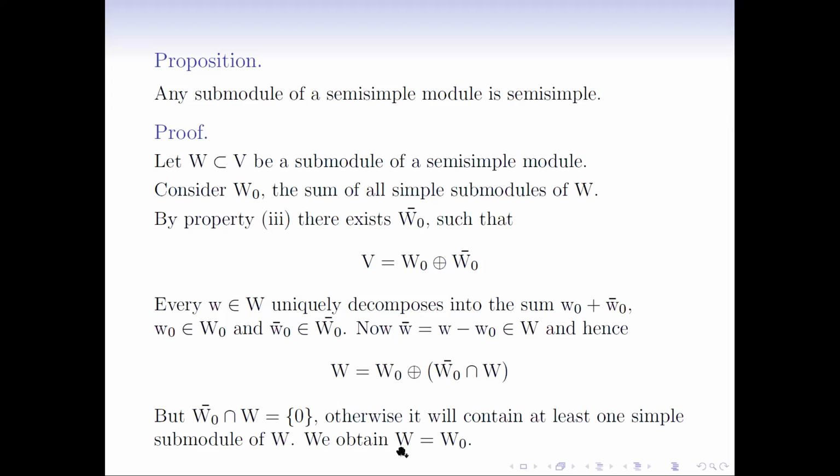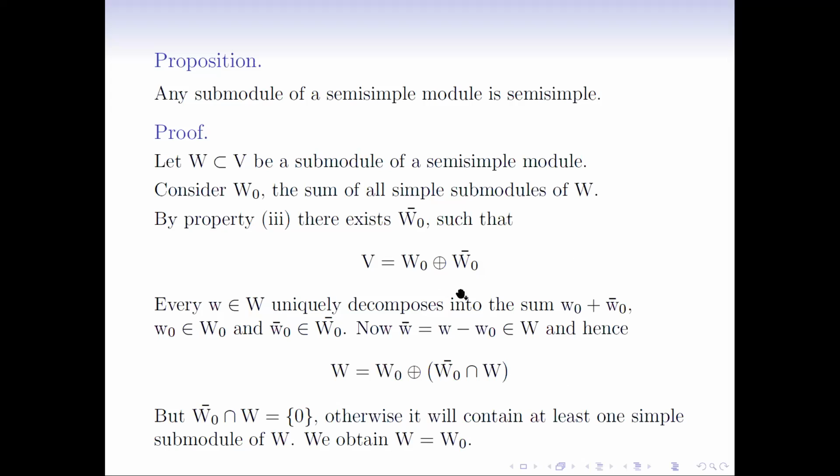And from that, we obtain that W must coincide with W0, right? Because W0 bar is complementary to W0, W0 is inside W, and W0 bar does not intersect with W. It means that W must coincide with W0. It means that W is the sum of its simple submodules. It means that it's semi-simple. So every submodule of a semi-simple module is semi-simple.